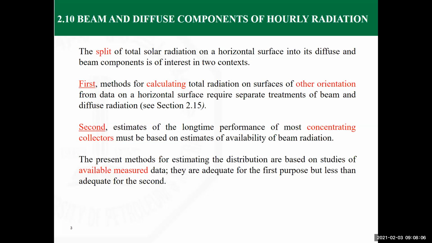In terms of instrumentation, we have seen when we started this chapter that there are instruments that can measure beam radiation alone, diffuse radiation alone, and then total radiation. So having a lot of this raw data available, processing the data has proved to be very useful in the applications. The estimates of long-time performance of most concentrating collectors are based on the availability of beam radiation. So that's again one of the applications where beam radiation plays an important role.